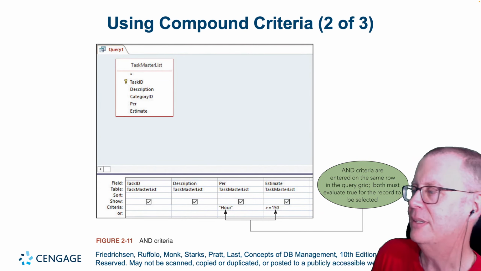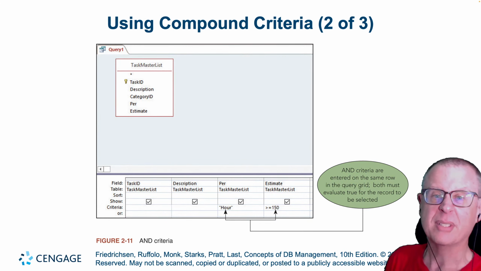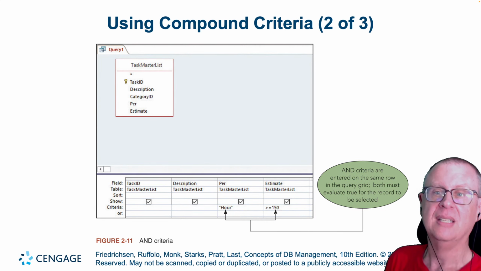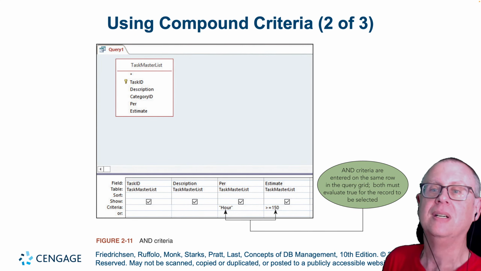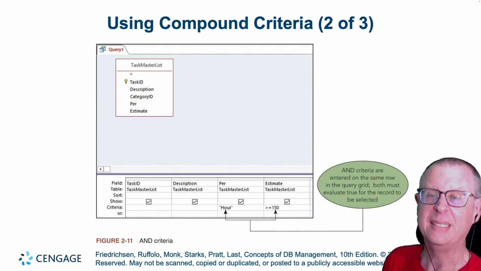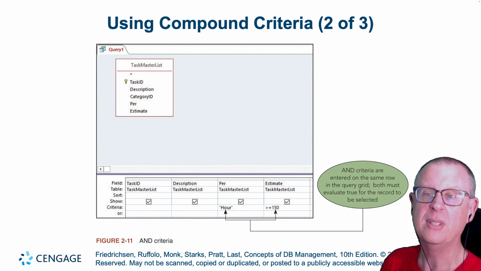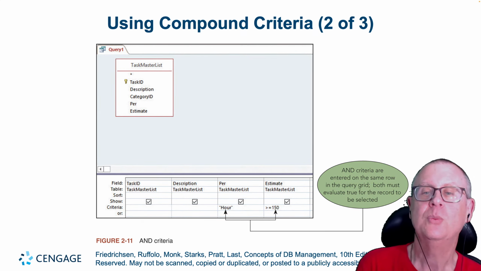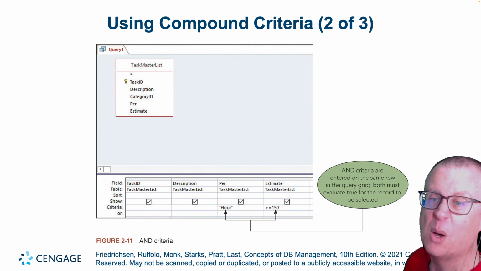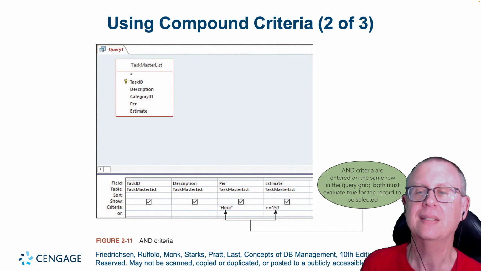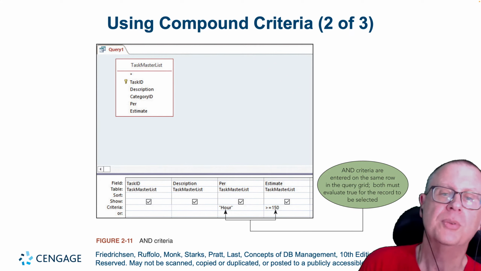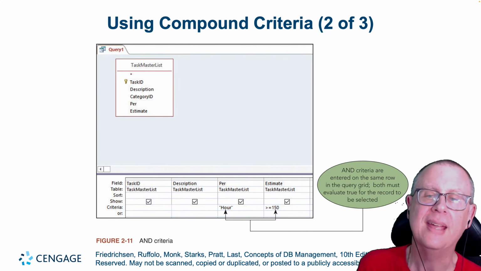Here's an example of how to do it in the graphical view. Here we've got the task master list, and we want to pull out the task ID, the description, the per and the estimate, and we want the per to be hour. As you can see, that's what's selected in the criteria row, and because both of these need to be true, we want the estimate to be greater than or equal to 150.